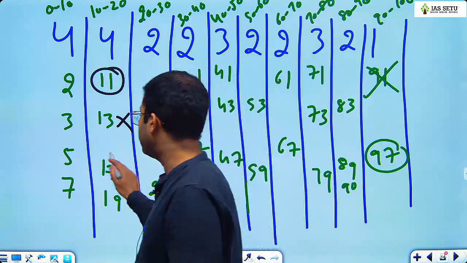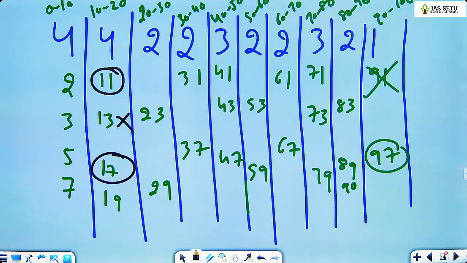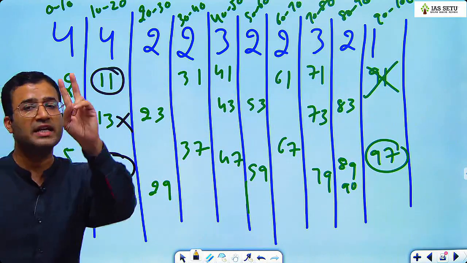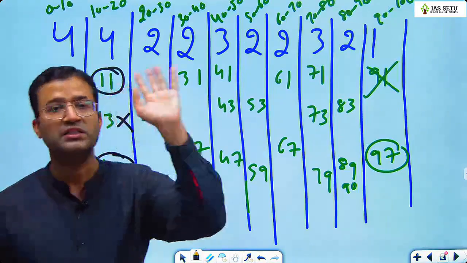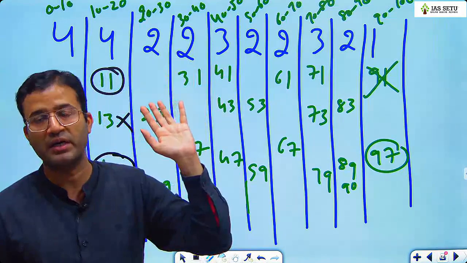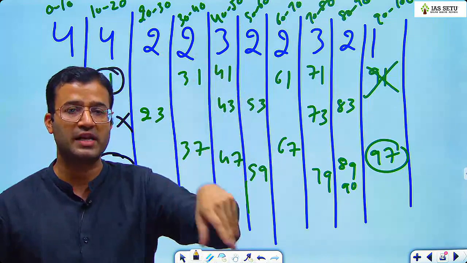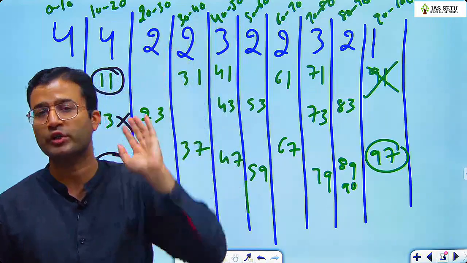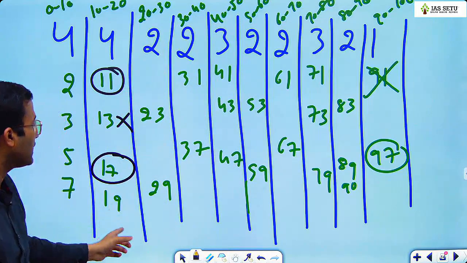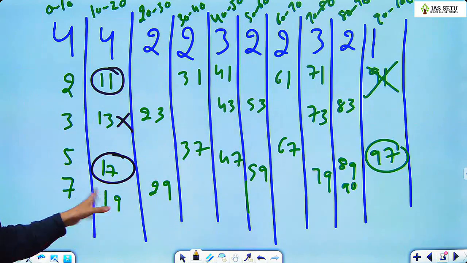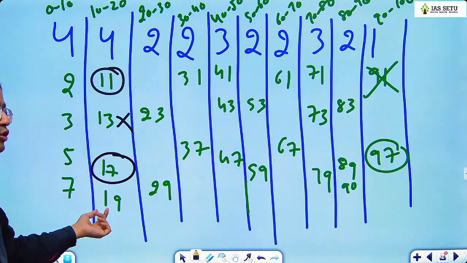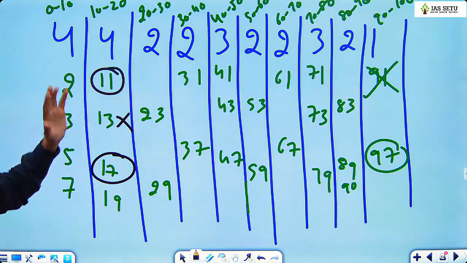Next, 17, yes, 17 satisfies all three statements. 17 is a 2-digit number, 17 itself is a prime number, adding 2 to 17 gives 19, and 19 is also a prime number. But 19 is not satisfying statement number 3. 19 is prime, but 19 plus 2 is not a prime number.